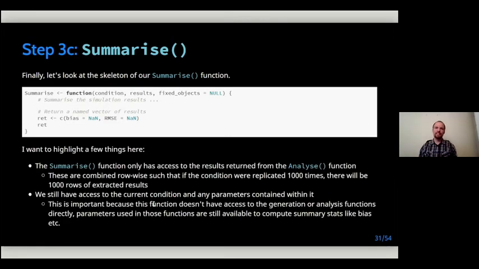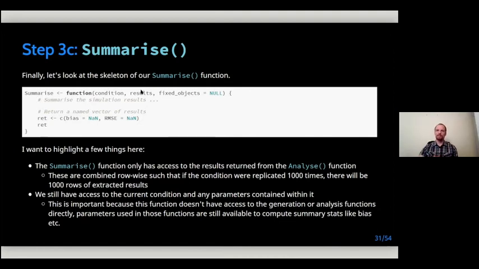What I want to highlight here, when we think about how we want to summarize our data, is our function only sort of has access to the results from our analyze function. And what it's going to do is repeat that. Say, for instance, we wanted to repeat each condition and simulate the data 1,000 times, analyze our data 1,000 times, and pull out 1,000 quantities of interest, in this case, p-values.